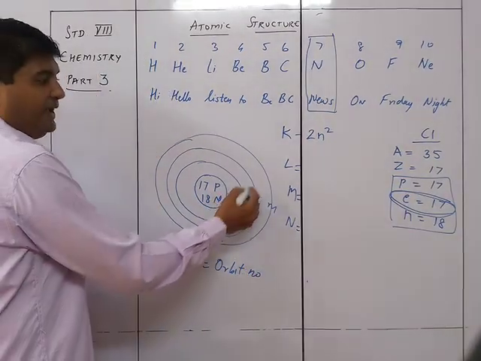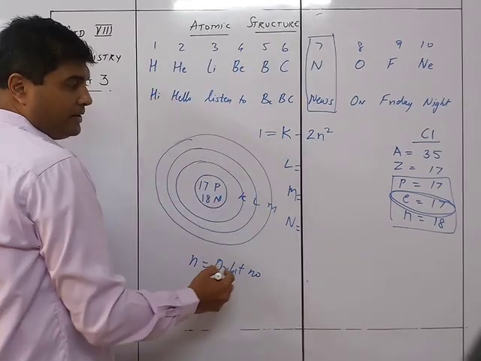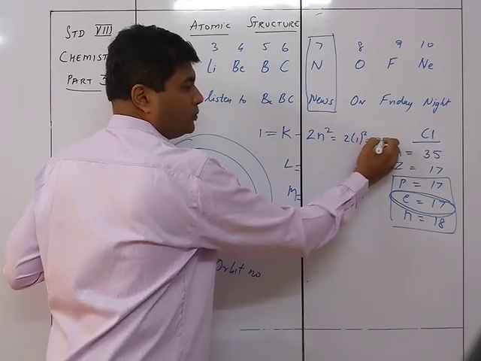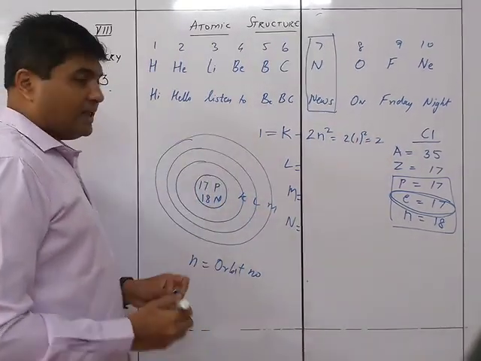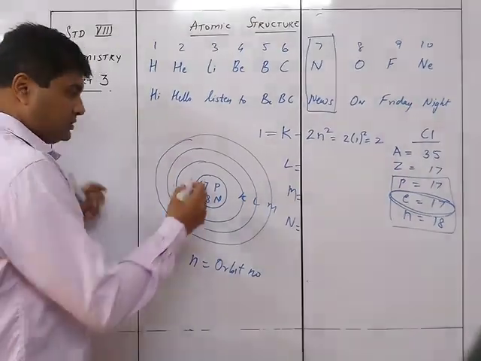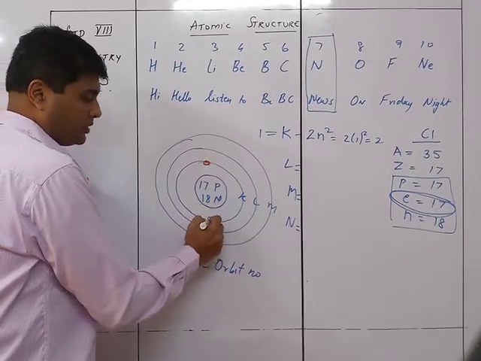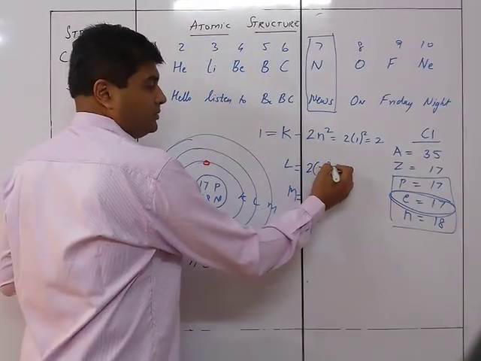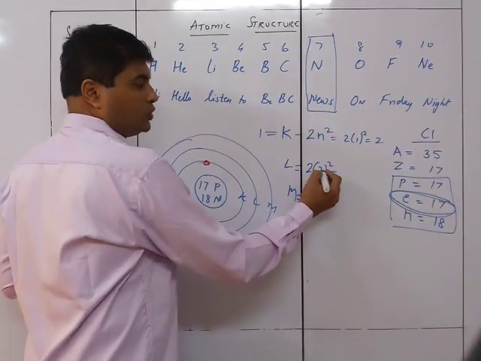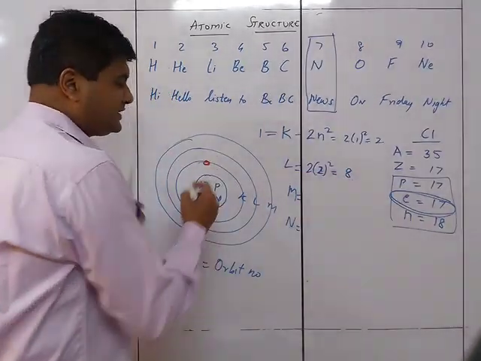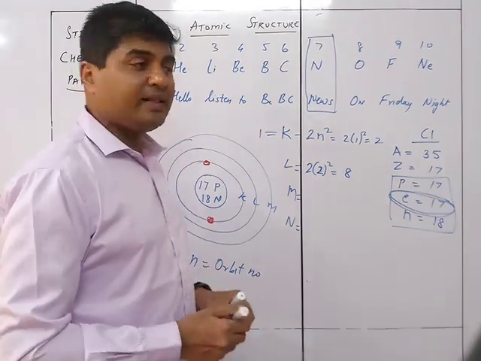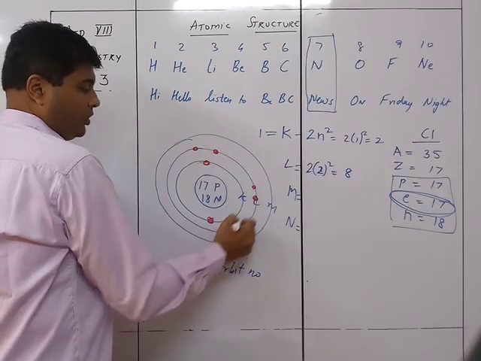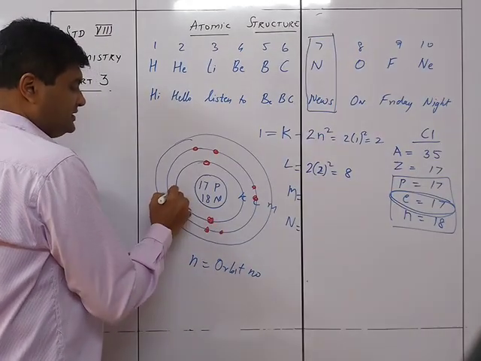So what is the orbit number of K? K's orbit number is 1. So that is nothing but 2 into 1 square, which is equal to 2. So the K shell can hold only 2 electrons, that is 1 electron and another electron. The L shell is 2 into 2 square because n has the value 2 here. So 2 into 2 square is how much? 8. That means the maximum number of electrons which can be placed in the L shell are 1, 2, 3, 4, 5, 6, 7, 8.